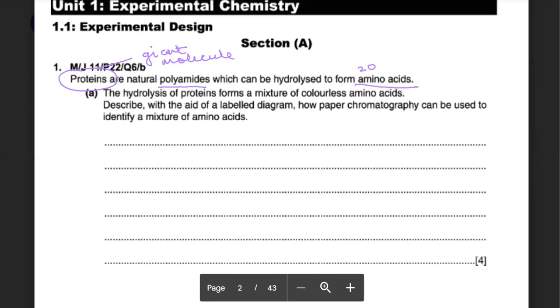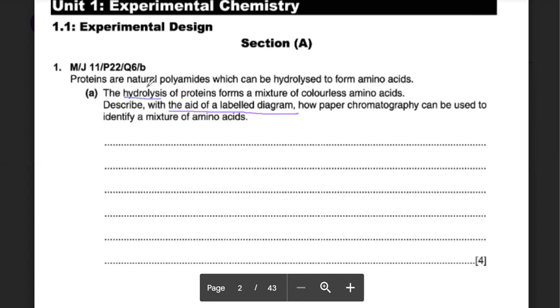Now what is the demand of the question is that they're asking you the hydrolysis of protein. The hydrolysis of protein forms a mixture of colorless amino acids, described with the aid of a labeled diagram. So the examiner expects us to draw the setup diagram of how paper chromatography can be used to identify the mixture of amino acids, right?